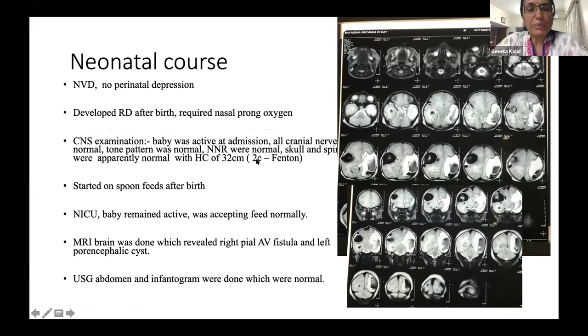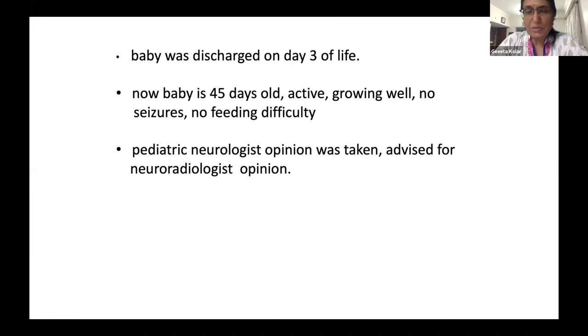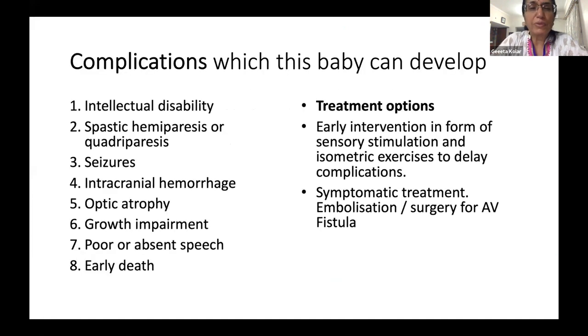The CNS examination, everything was fine. The baby remained active. The MRI brain was done, which revealed a right AV fistula and left porencephalic cyst. Ultrasound abdomen and transfontanellar scan were normal. The baby was discharged. The baby is growing well as of now. We'll have to see with follow-up.